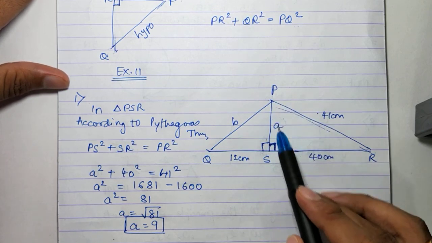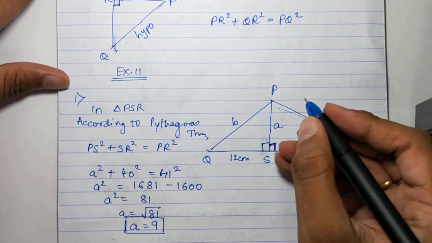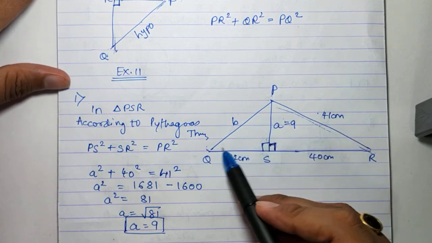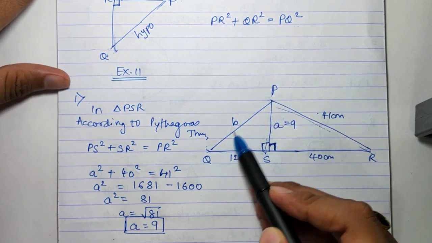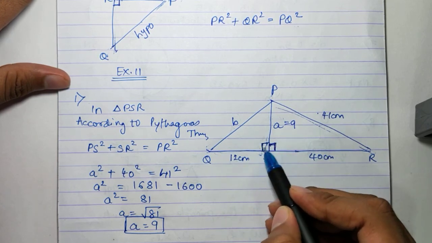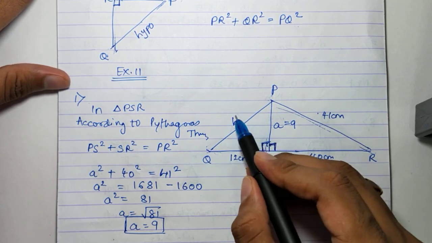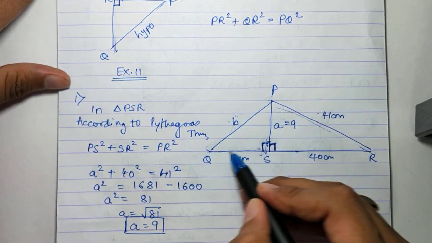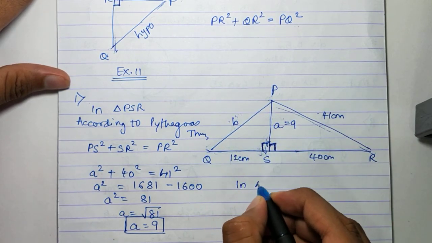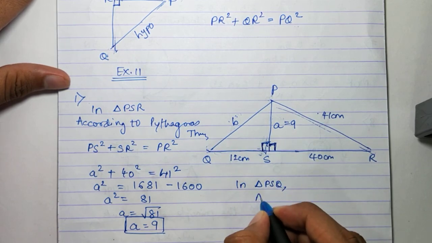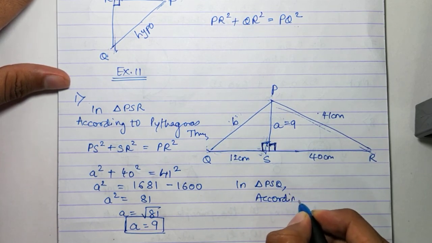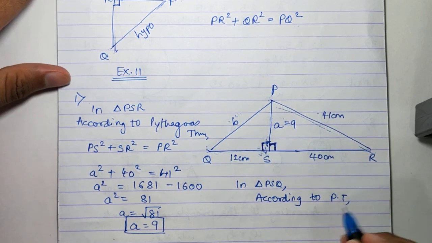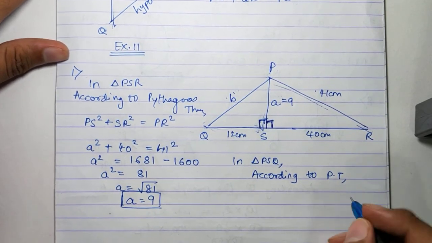So using this Pythagoras theorem in this triangle, I have found that A is 9. Now I'll take this small triangle PSQ. Here also this is 90. If this is 90, B becomes the hypotenuse, and these are the remaining two sides. So in triangle PSQ, according to the Pythagoras theorem, don't write short forms. I am writing the short form to save time. Don't write short forms.